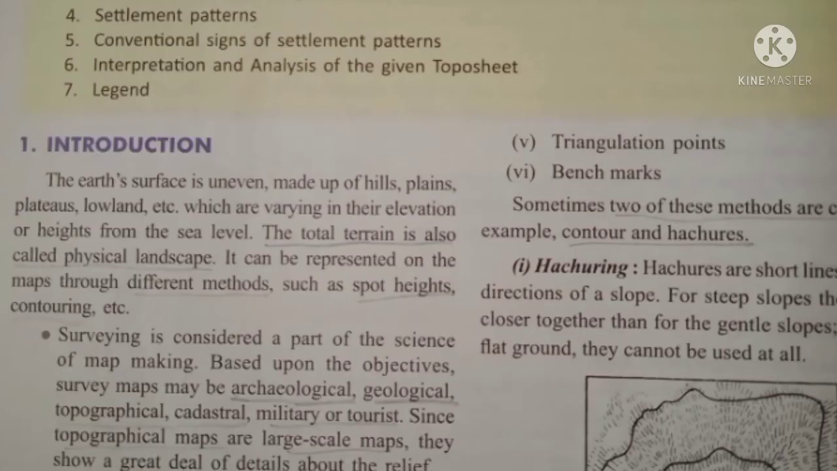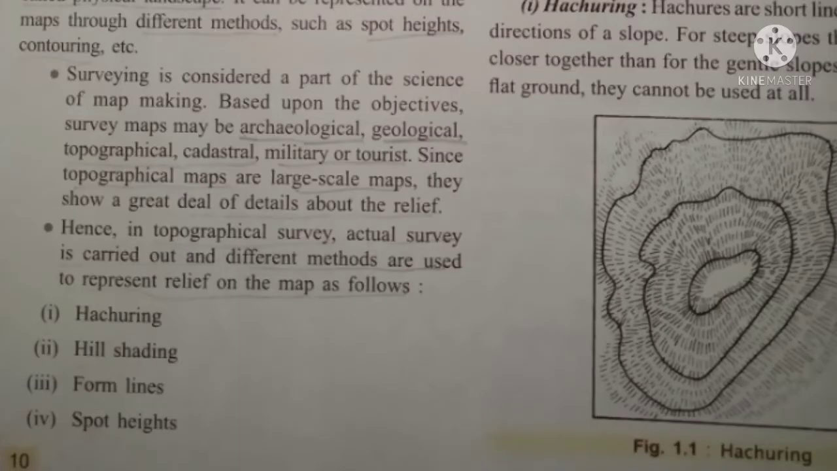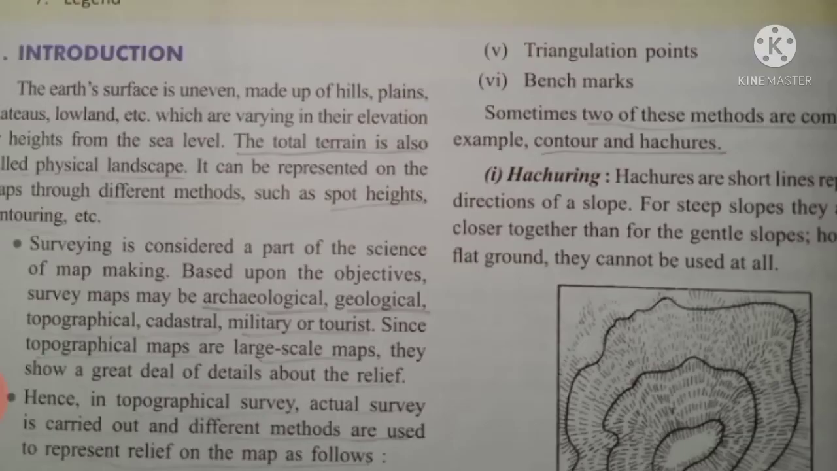And students, sometimes two or more methods are combined to show the relief features. Here you can see some cartographers combine hachuring and contours. As you can see in your book also, it is given that both contour lines and hachures are used. So students, now let us begin the first one, that is hachuring. Here we will learn how hachures help us represent physical features and their height on the map.